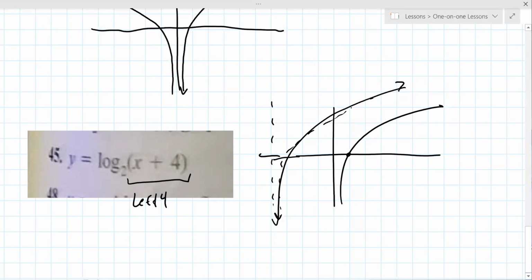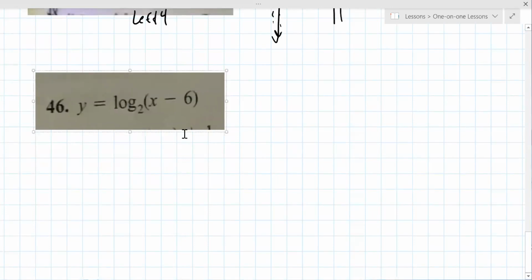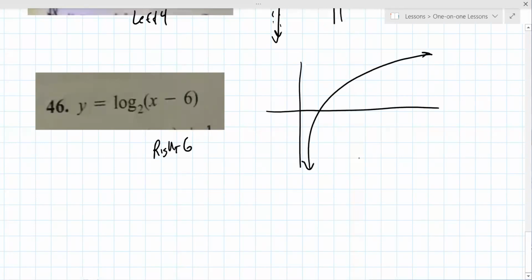Which one are we on to? 46. Okay. Can you tell me, when you see this, what the transformation is? What does x minus 6 do? To the left 6. Right 6. Oh, to the right, I mean, sorry. Right 6, yeah. So it takes that original graph, which looks like this. They all kind of look the same, and then it just goes over 1, 2, 3, 4, 5, 6, and then it's the exact same thing. It's just right 6.